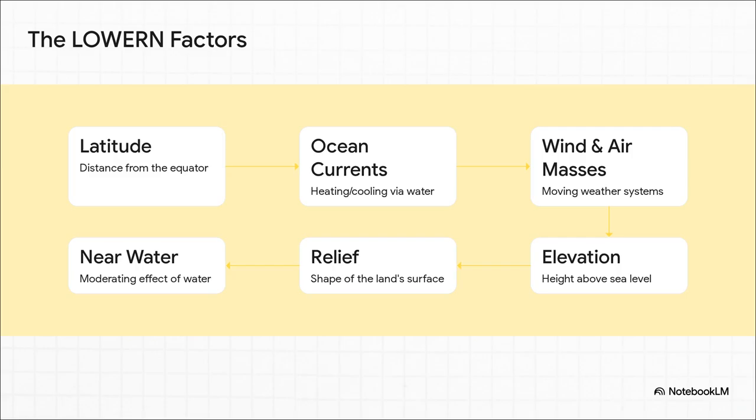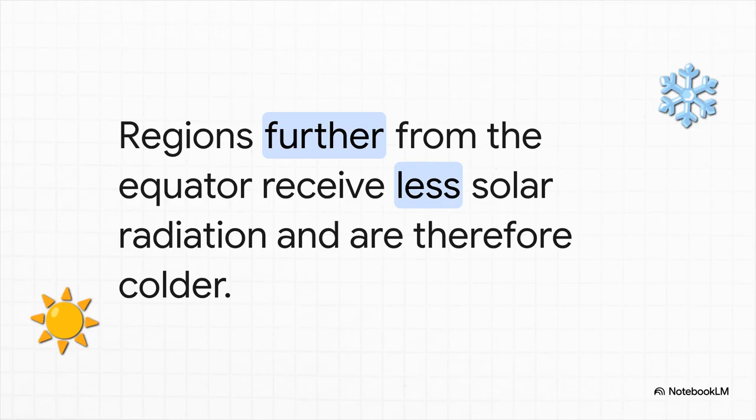So what are the ingredients that make up a region's climate personality? Turns out there are 6 main ones, and luckily, there's a super easy way to remember them. The acronym LOERN. Let's just quickly run through what each of those letters stands for. First up, L is for latitude.